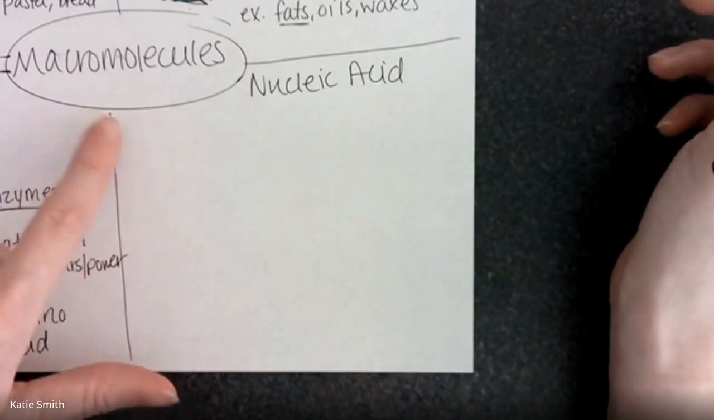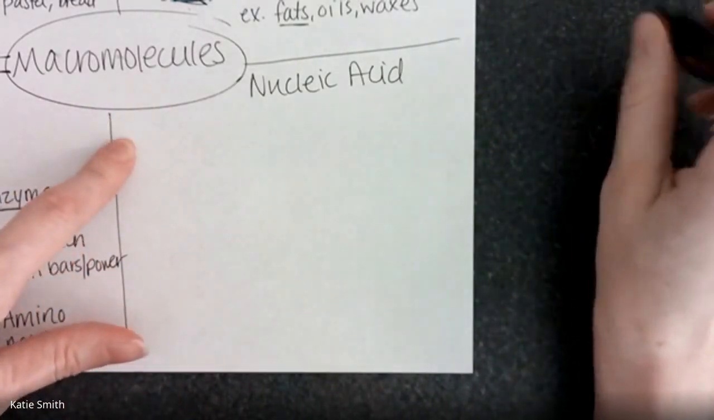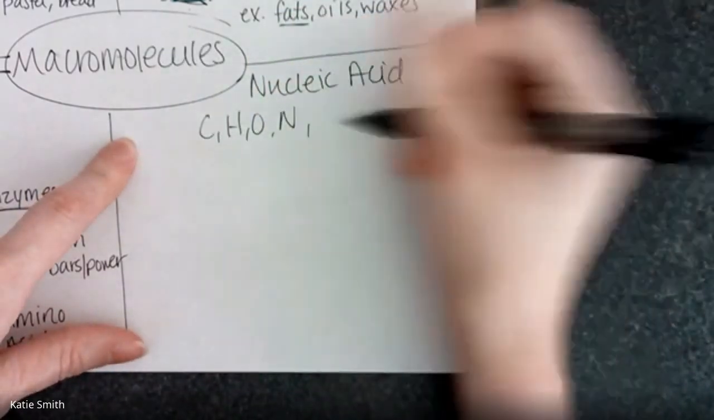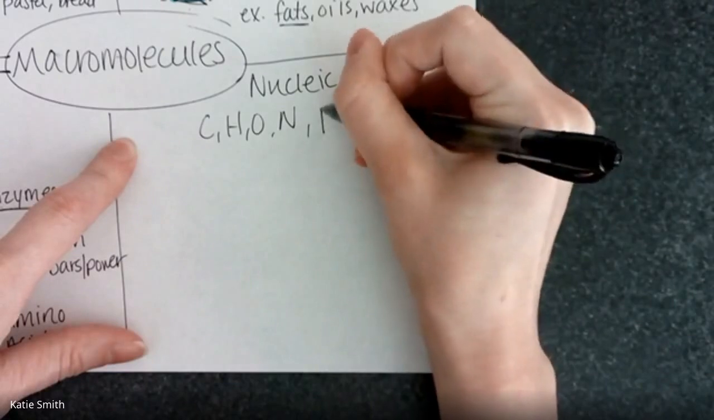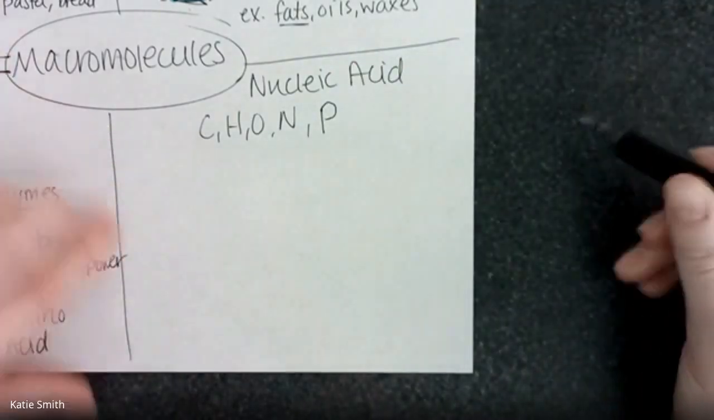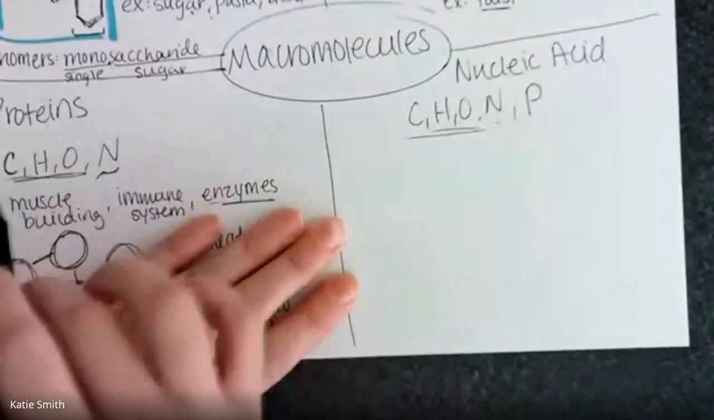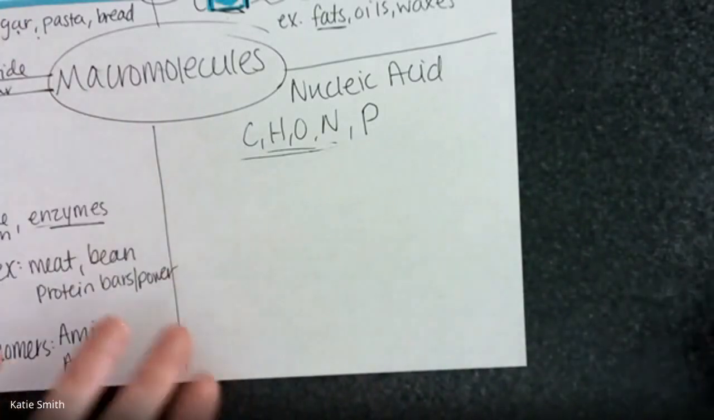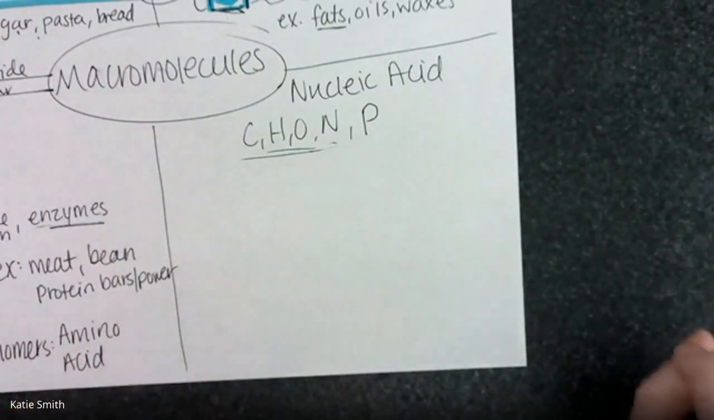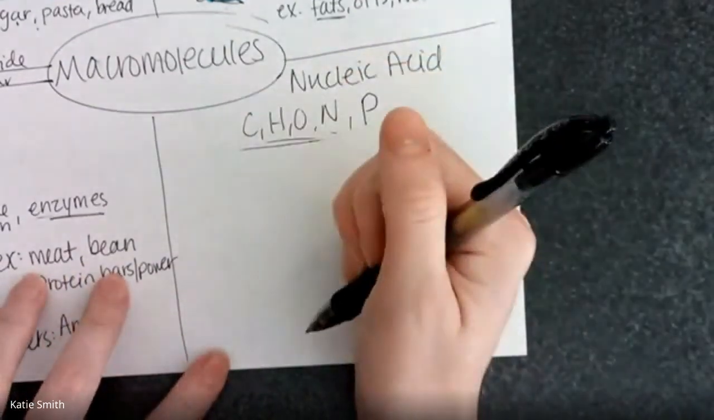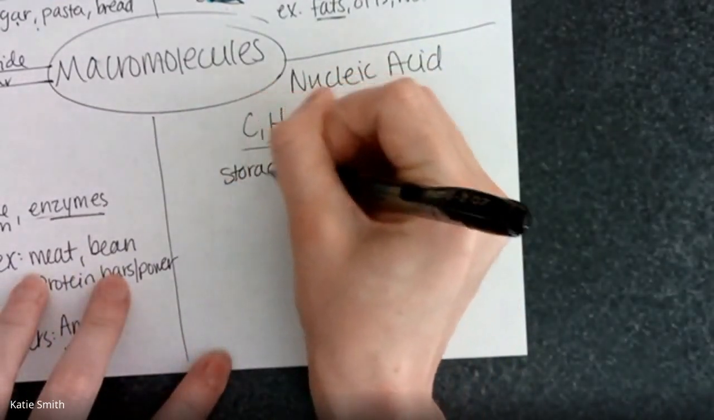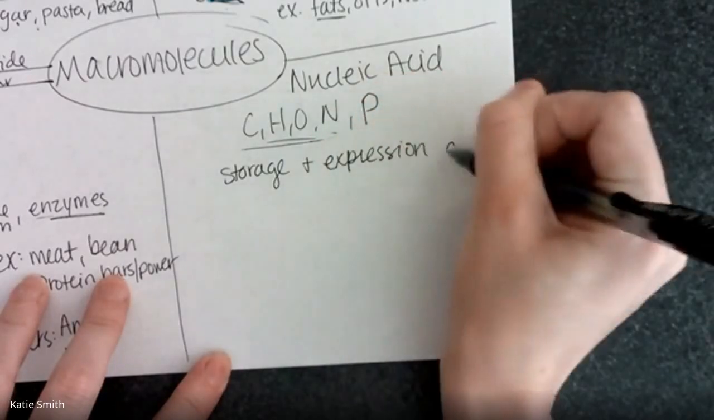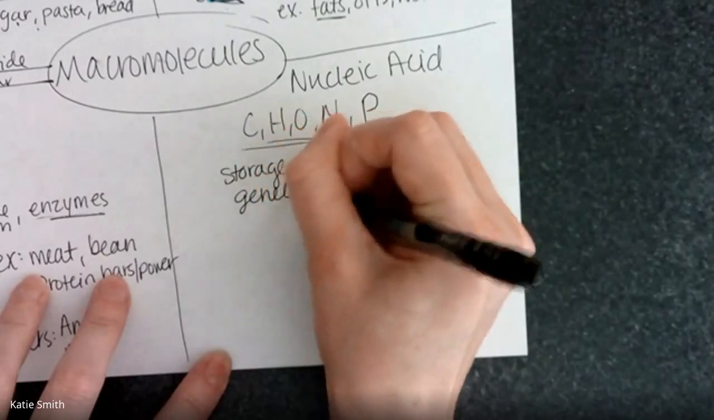Okay, what are the elements in nucleic acids? Oxygen, nitrogen, phosphorus. Good job. So again, we're building upon each other. It's got the same CHON, but then that extra little P just changes the chemistry of it. So what are nucleic acids used for? Storage and expression of genetic information. Good.